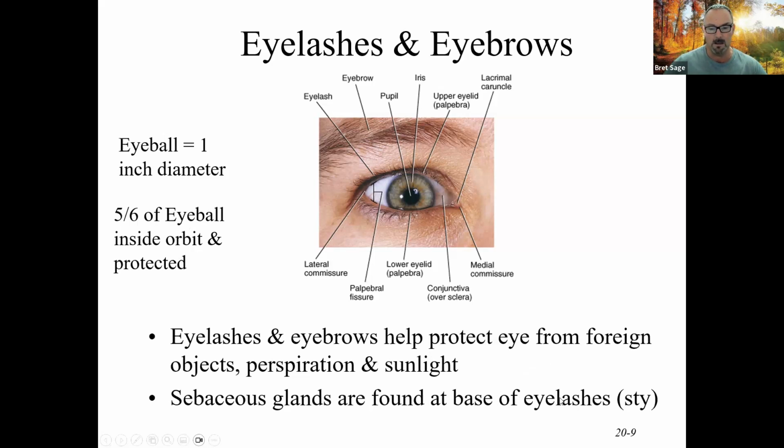Sebaceous glands are found at the base of the eyelashes. These are oil glands that keep your eyelashes flexible. If there's an infection of those sebaceous glands, it's called a stye. Relatively rare because the tears contain an enzyme called lysozyme that kills bacteria that would give you the infections or a stye.